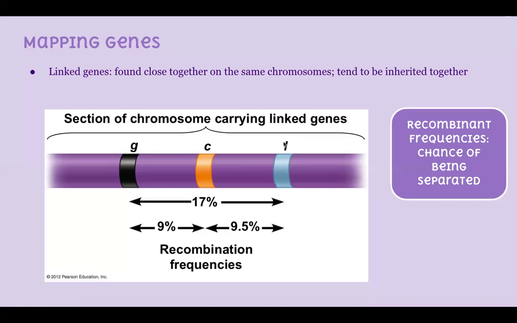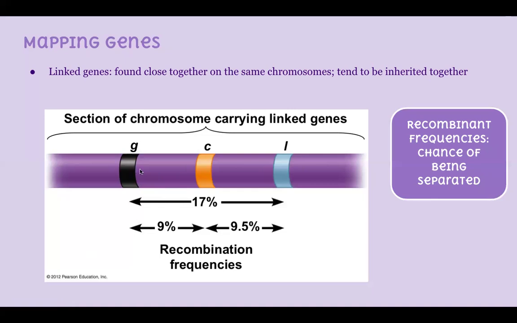And because we know the length of the genes and we know how many nucleotides are in between them, we also know the recombinant frequency. Between G and L, based on some math, there is a 17% chance that they will be recombined, meaning there's a 17% chance that they will be separated during crossing over. G and C have a 9% chance, and C and L have a 9.5% chance of being recombined, a chance of being separated.